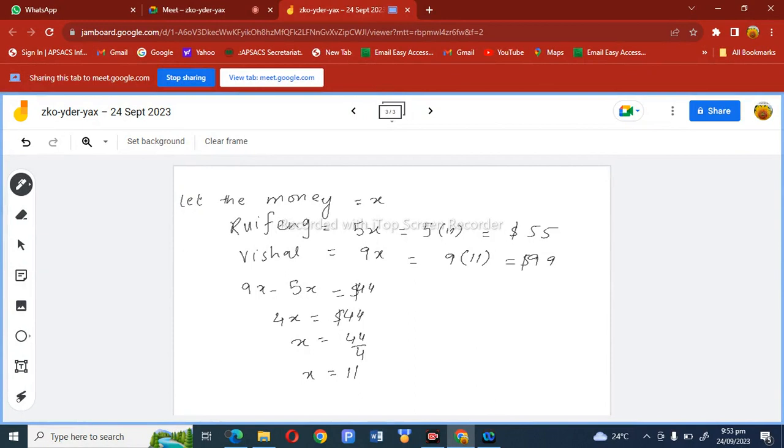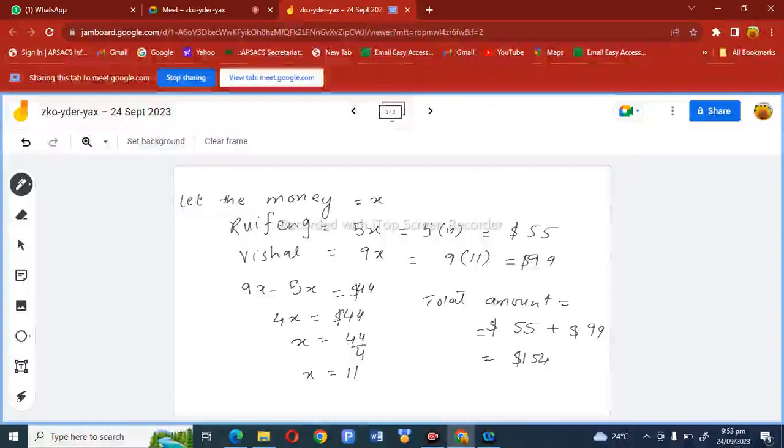Now they are asking you the total amount of money which Rui Fang and Vishal have. So to find out the total amount of money, you will add their amounts. So the total amount would be $55 plus $99. So when you will add, what you will get? 9 and 5, 14, and 9, 10, 14, 15, $154. So this is the total amount of money. I hope it's clear to you.